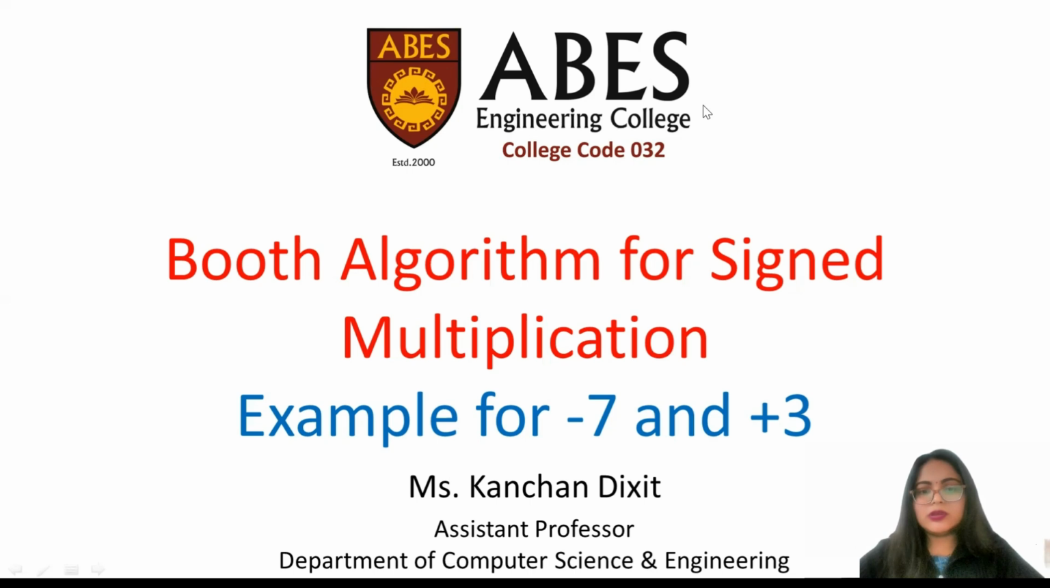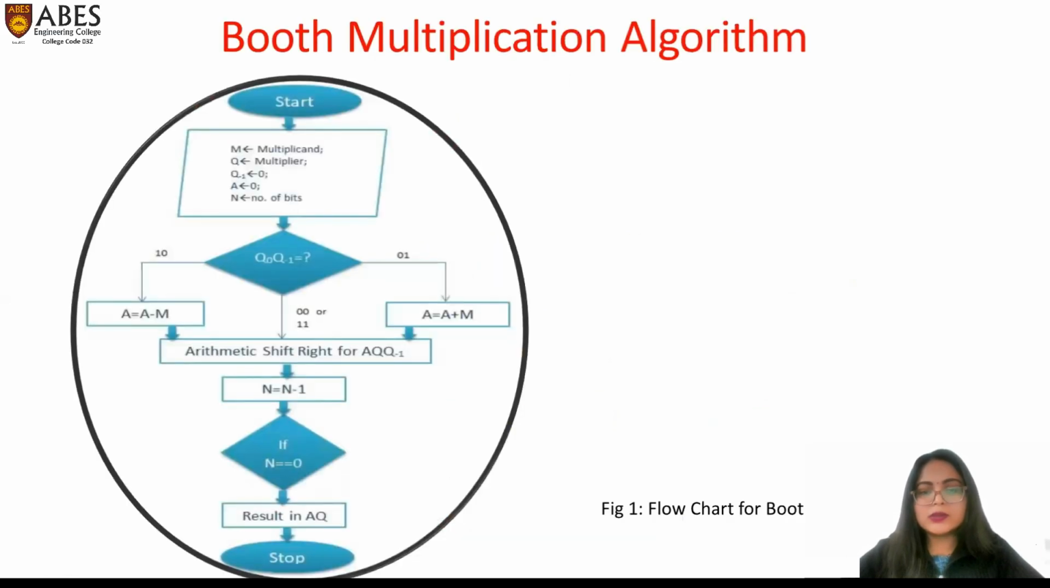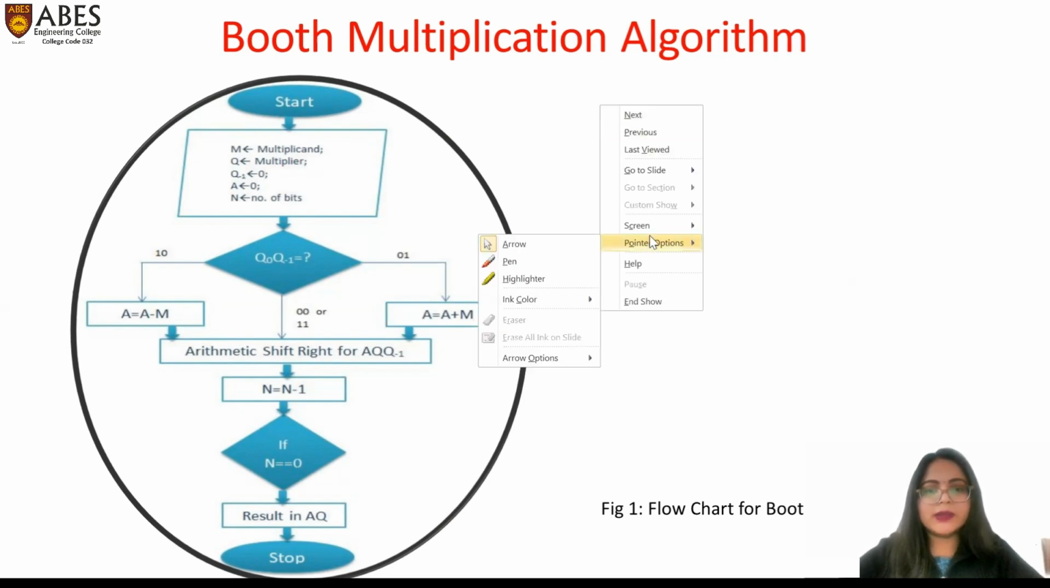So there are a total of three possible cases for multiplication: a positive integer multiplied with a positive integer, a positive integer multiplied with a negative integer, and a negative integer multiplied with a negative integer. In this example, I'm going to show you the multiplication steps according to Booth algorithm for -7 and +3. So you can take a brief for Booth multiplication steps, following the algorithm of Booth. Here we need to give the value of multiplicand in M, the value of multiplier in Q.